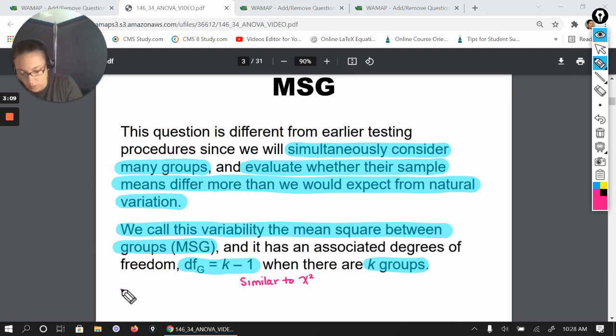So if we have a large variability of the mean square between groups, or a large MSG, not monosodium glutamate, that means that the box plots are spread out. And if we have a small MSG, that means that the box plots are close together.